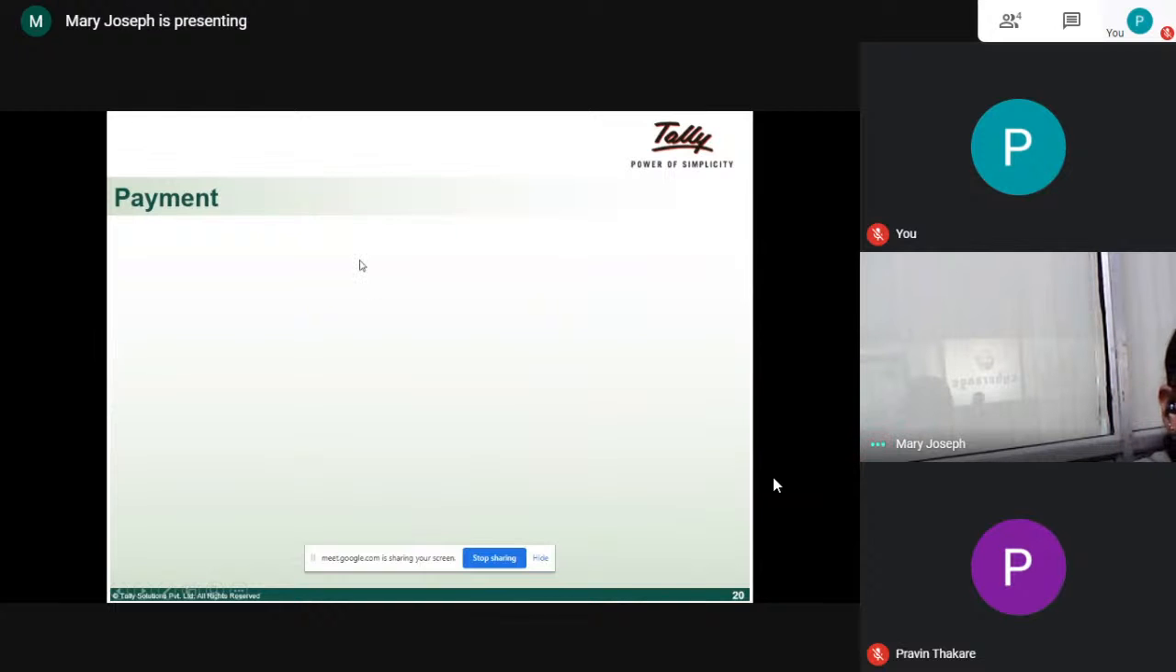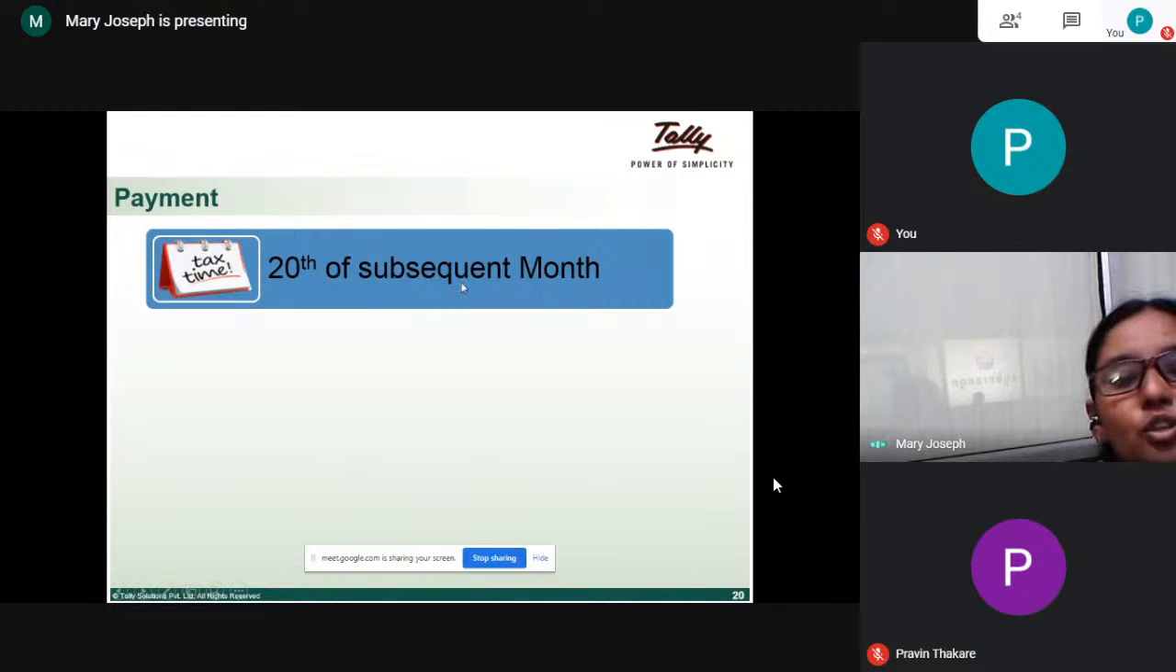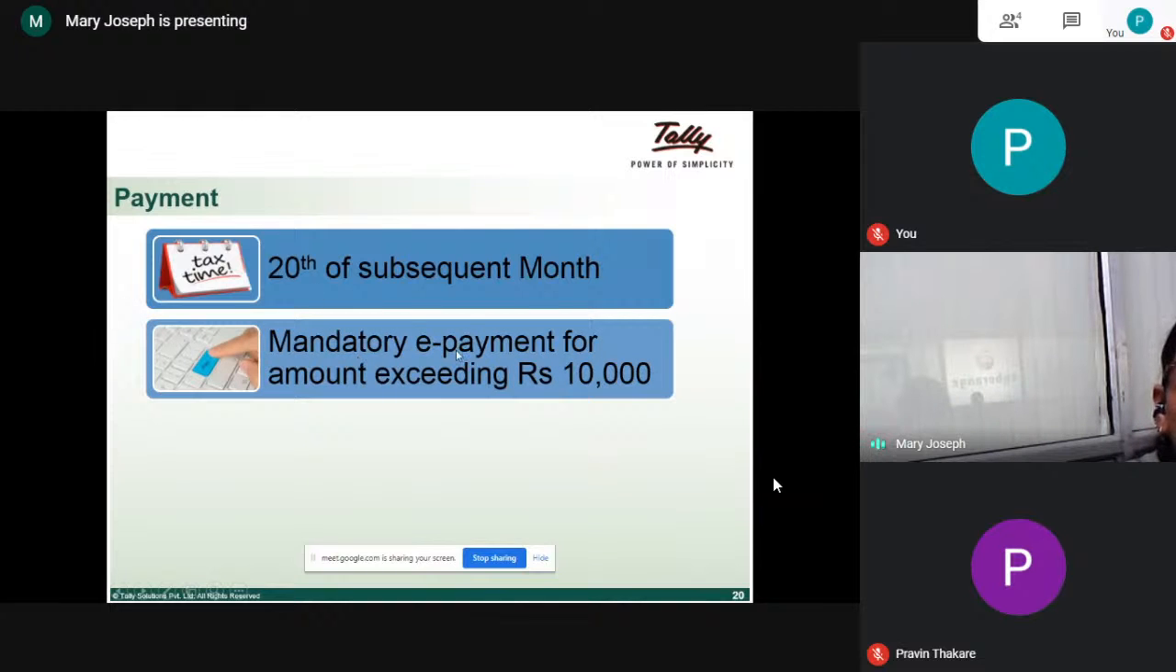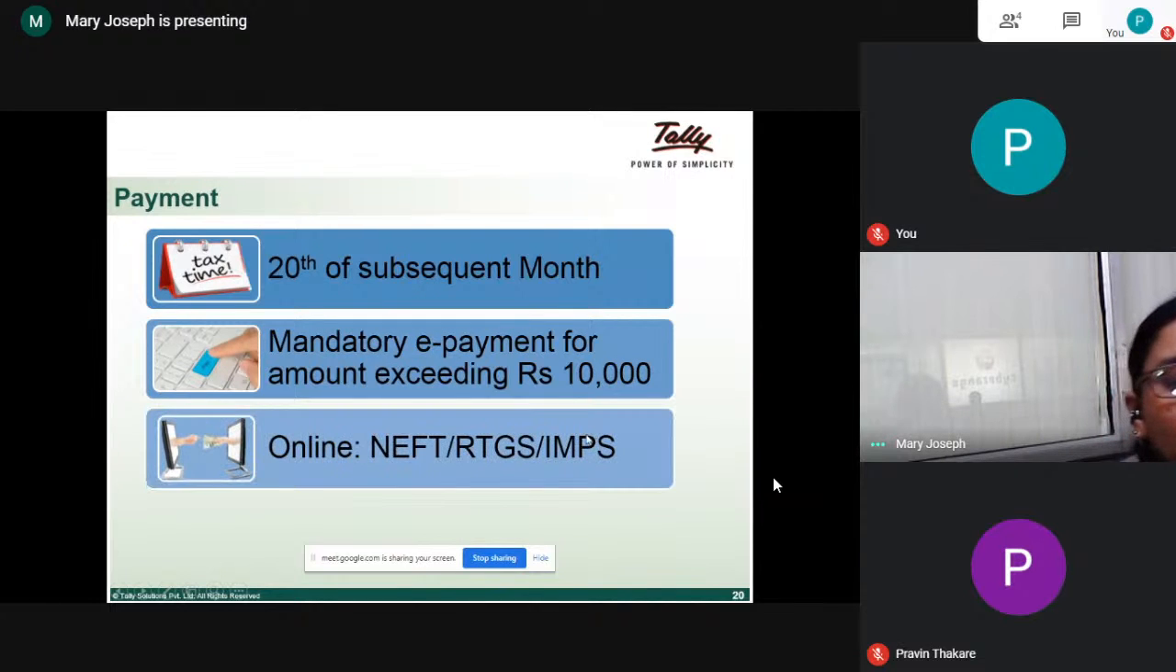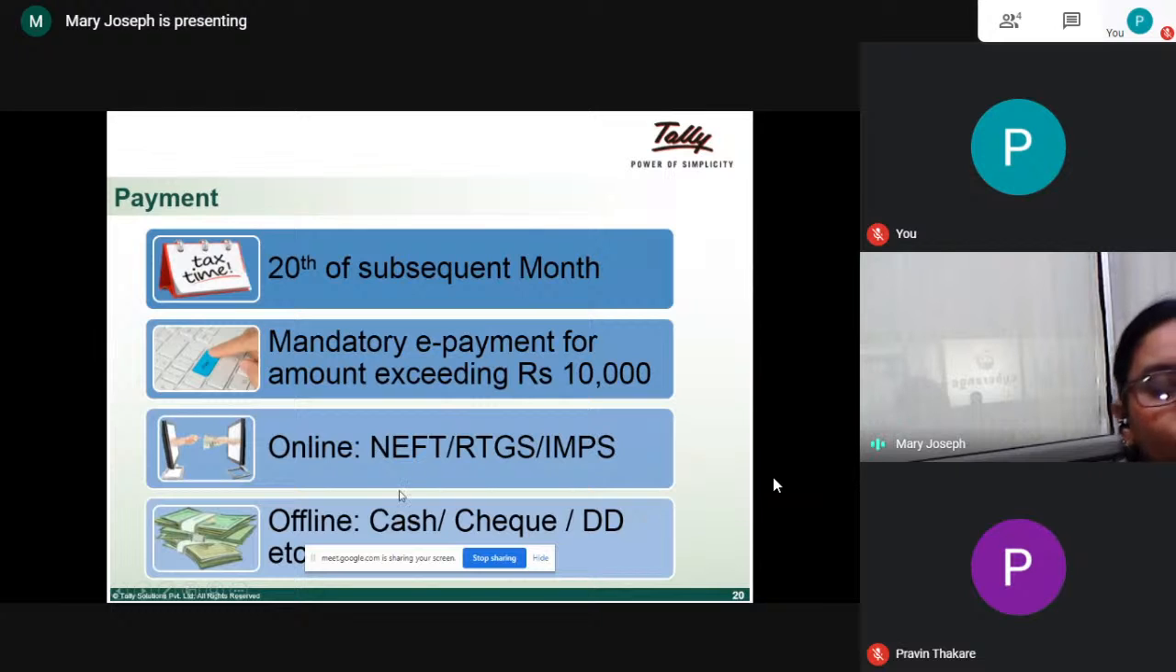Now the payment. 20th of the subsequent month, mandatory e-payment for amounts exceeding rupees 10,000. Online NEFT, RTGS, IMPS is available. If you are not paying online, then offline, cash and cheque, DD, etc. you can use.